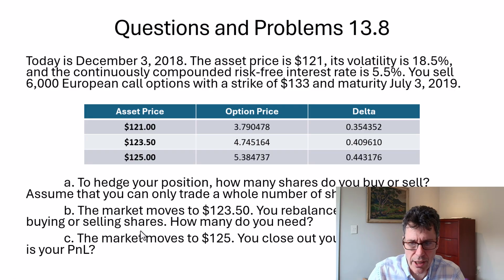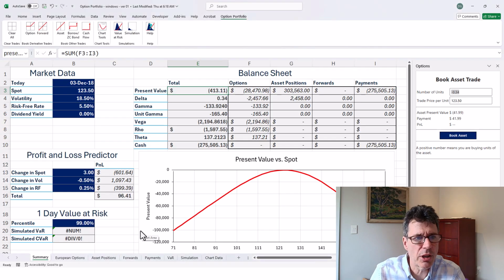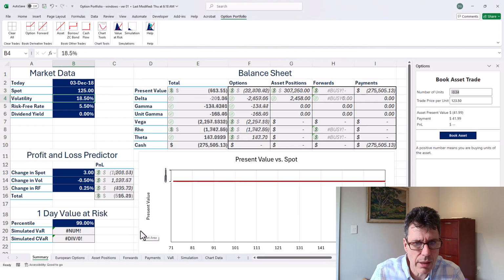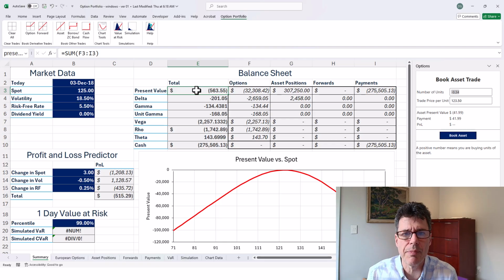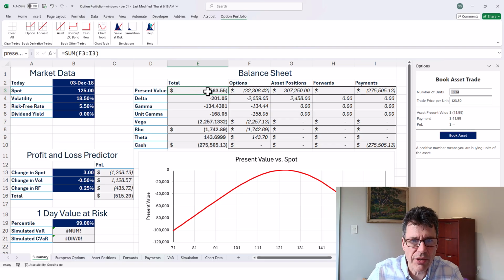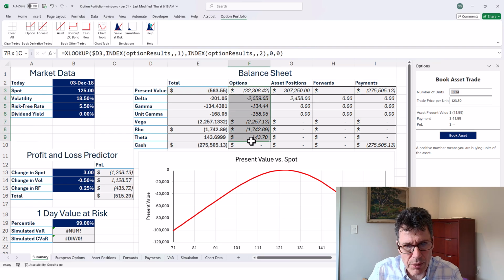You close out your entire position. What is your P&L? So the market moves to 125. We've now lost $563.55. When we close out our position, assuming we close out our position at fair value, this loss is going to be all that's left. So let's do that first. Let's get rid of our asset position by selling 2,458 shares. In fact, let's do it this way. Let's get rid of the option position first.